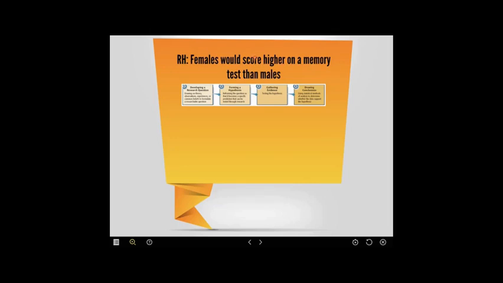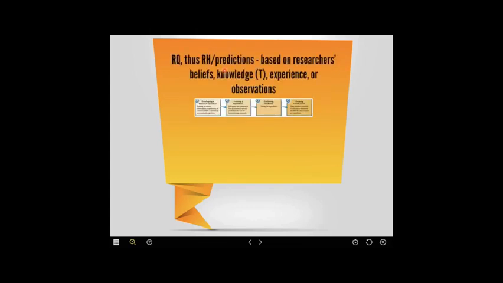Again, keep in mind, what you're basically doing is trying to see if a particular variable, which is memory, is different for the two conditions of the other variable, which is males and females, of the variable called gender. So you have a research question, and thus you develop a research hypothesis or prediction. They all either come from your existing beliefs, your knowledge of things, your experience, your observation, or already existing theories in the field.